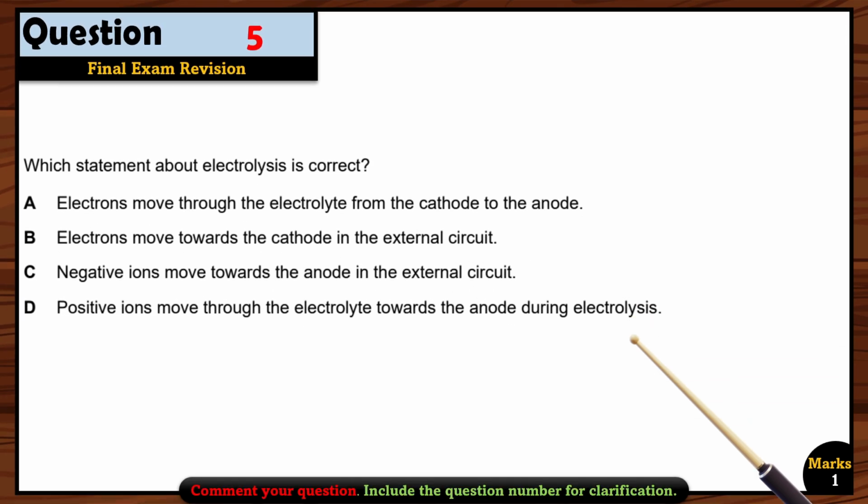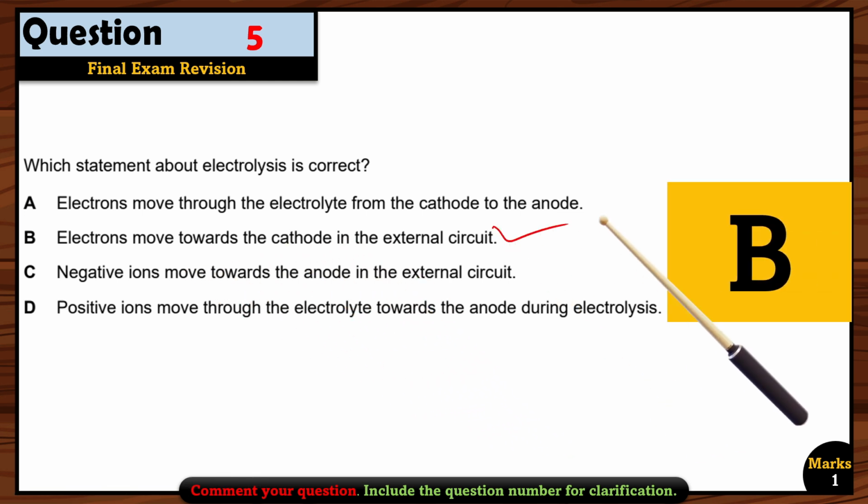Question number 5. Which statement about electrolysis is correct? So again, this is the same question, so we will get the same answer. Electrons move towards the cathode in the external circuit. So option B is the right option. The other options are the same. So this is a repeated question. Option B is the only right option.